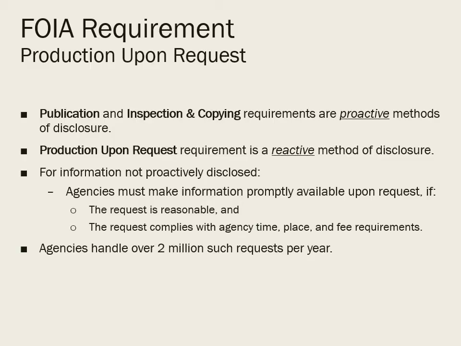Okay, so we've reviewed two of the FOIA requirements thus far, publication and inspection and copying. Those are proactive methods of disclosure. Production upon request is a reactive method of disclosure, and it is what we typically think of when we think of a FOIA request. So if agencies have not already made information available, members of the public, and that includes businesses and other organizations, can request this information. And agencies then have to make the information promptly available as long as the request is reasonable and it complies with agency time, place, and fee requirements.